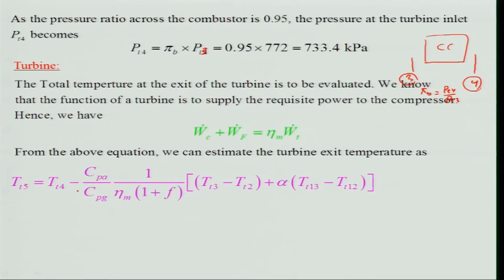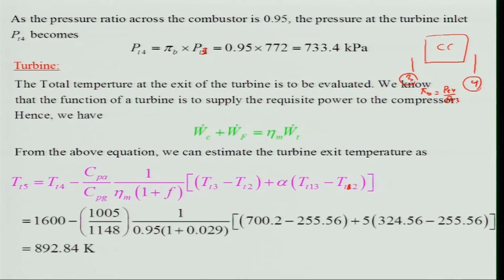Tt5 is equal to Tt4 minus Cpa divided by Cpg eta m (1 plus f), then Tt3 minus Tt2 plus alpha times Tt13 minus Tt2. So, when you substitute these values, you will get 892.84, because all these things we know, I mean Cpg, eta m, f we have already evaluated, Tt3 is evaluated, Tt13 is evaluated. So, you just substitute those values.